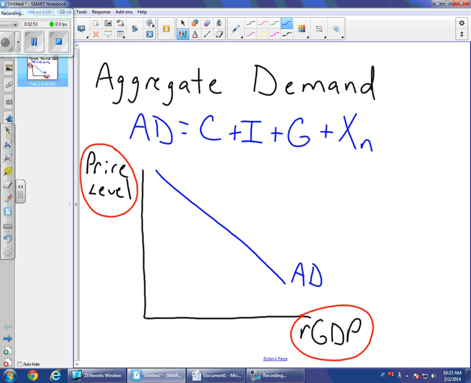There are three reasons behind our desire to purchase more at lower price levels and less at higher price levels: the wealth effect, the interest rate effect, and the foreign purchase effect. The details of each of these are provided in your Unit 5 packet and are worth reviewing.